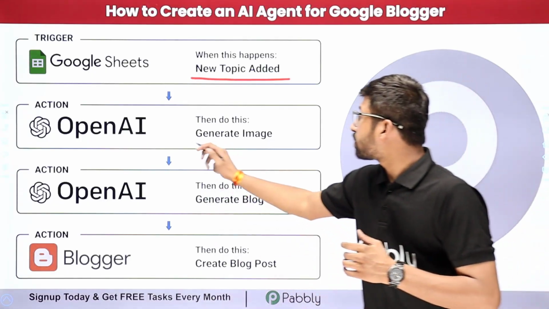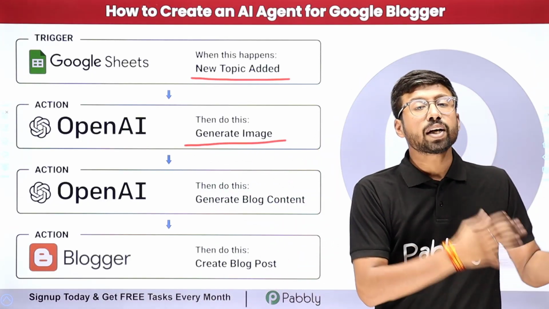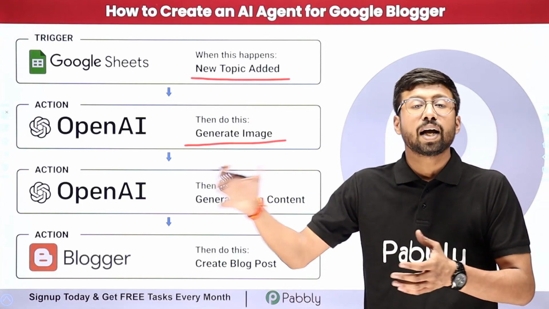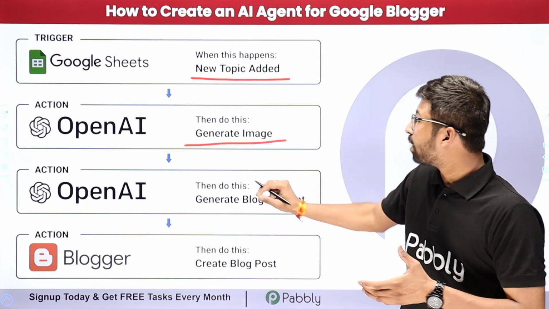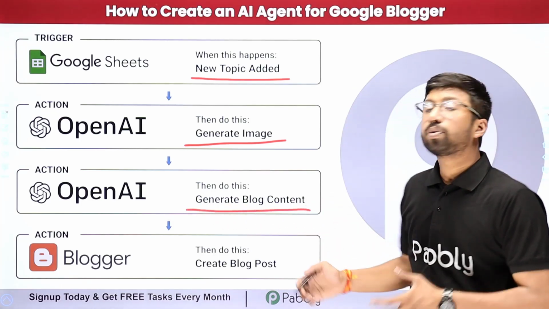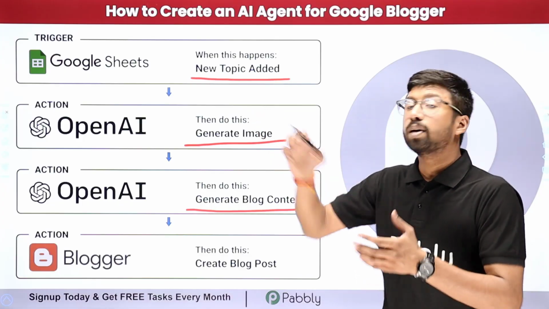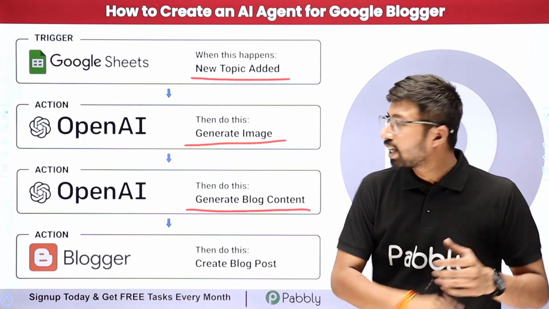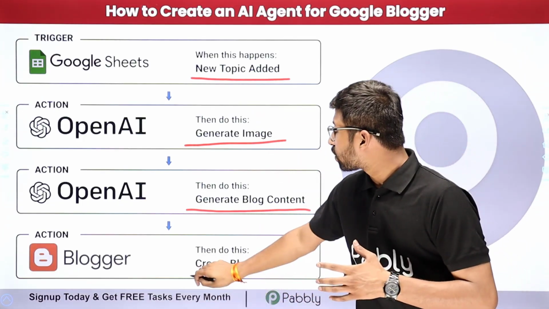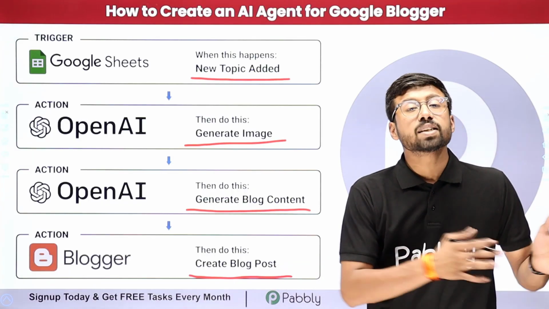Using OpenAI, first this AI agent is going to generate an image for the blog post, and after that it will send the same generated image once again to OpenAI to generate the blog content. And in that blog content, it will include the generated image as well. At last, this AI agent will post the blog in our Google Blogger account as a new post.